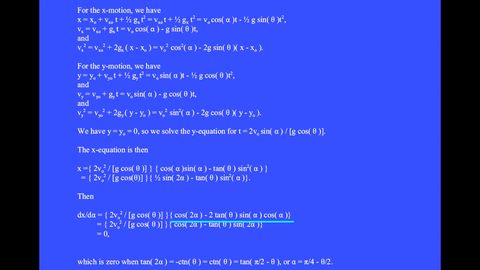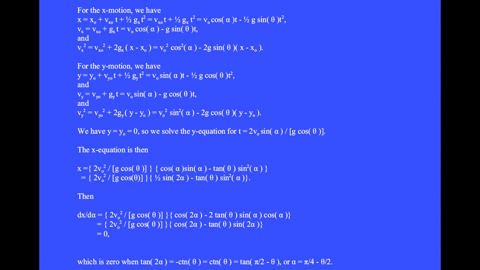Here's the derivative. Combine 2 sine alpha cosine alpha into sine of 2 alpha. The derivative is 0 when this part is 0. Combining sine 2 alpha and cosine 2 alpha into tan 2 alpha, we get tan 2 alpha equals minus cotan theta, which is the same thing as cotan theta, and the same thing as tan pi over 2 minus theta. Equating the insides, we get alpha equal pi over 4 minus theta over 2.